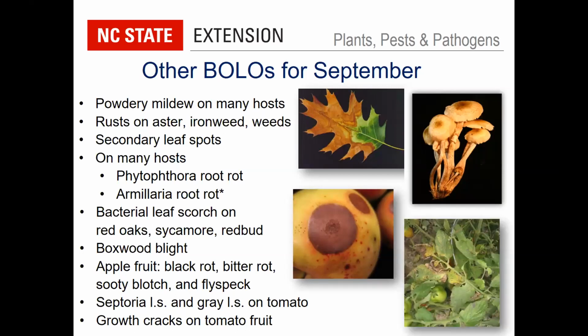On tomato, septoria leaf spot, we've already talked about today. Gray leaf spot is another one. That's the photograph here. You can see late season on tomato leaves, and the fruit itself, you may see things such as growth cracks.